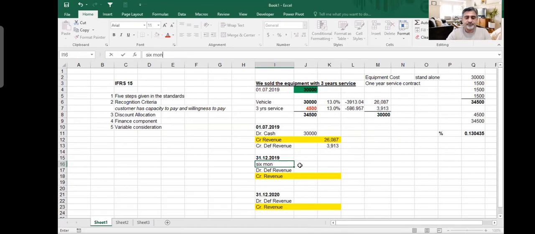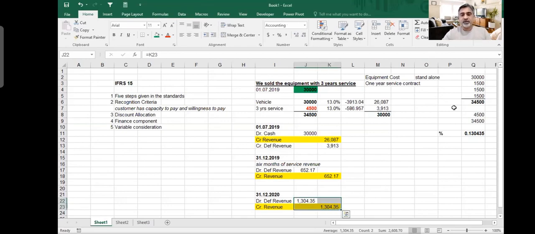And then when I have to do the next 6 months of service revenue, how should I record it? I would just take this 3,913 divided by 36, because 36 months, multiplied by 6. So 652 I would be recording here. And then in this period, I would say 3,913 divided by 36 multiplied by 12. 12 months of revenue I am recording here. Okay, so this is how we should be allocating.